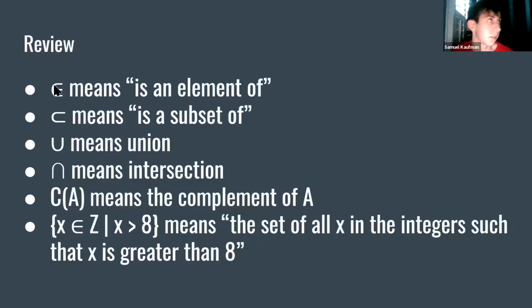This symbol means it's an element of, this symbol means is a subset of, the U means union, the upside down U means intersection, C of A is the complement of A, and then this is just an example of set builder notation, which we learned last time. Does anyone have any questions over the things we've learned so far? All right.